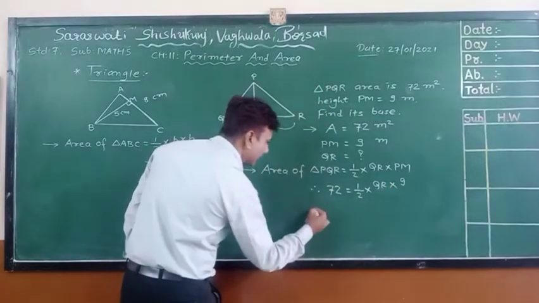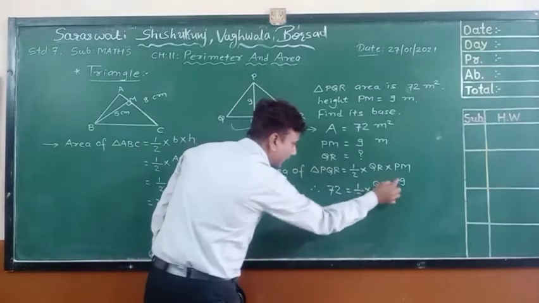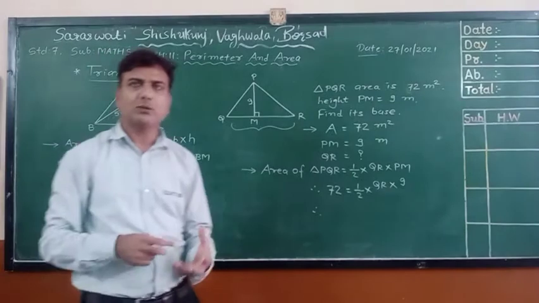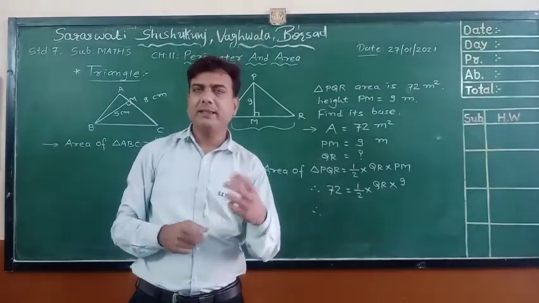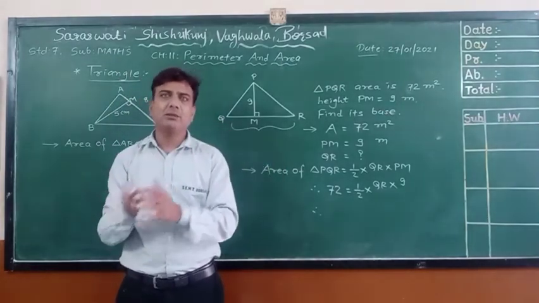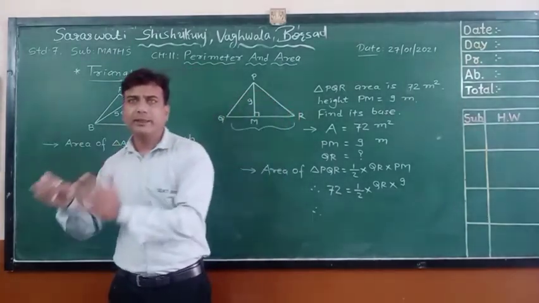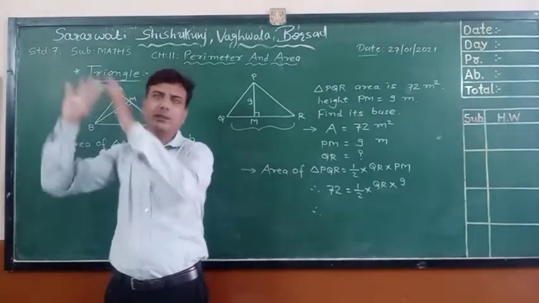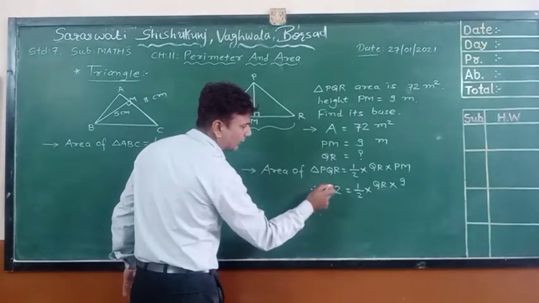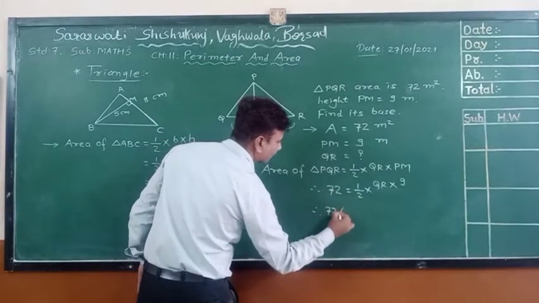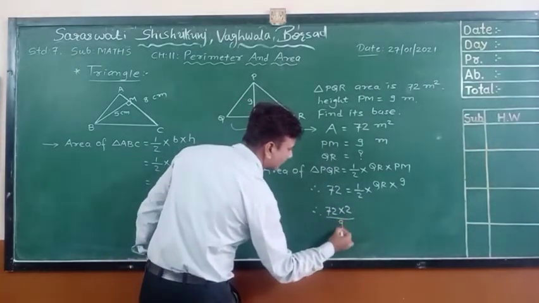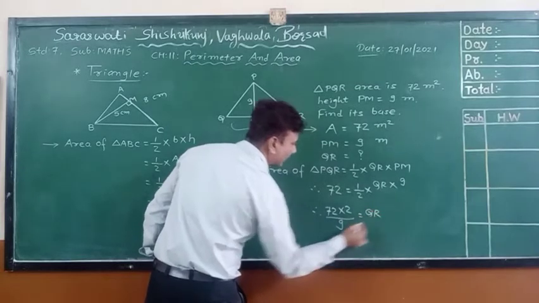Now see this. 2 is going to the upper side, 9 is going to the down side, because whenever we transfer a value from one place to another, we have to change its sign and place also. Plus becomes minus and minus becomes plus. Multiplication goes to the downside and division goes to multiplication. This formula we have to apply. See, 2 is in the denominator, so it will go up to the numerator. And 9 is in the numerator, so it goes to the denominator. QR equals 72 by 9.